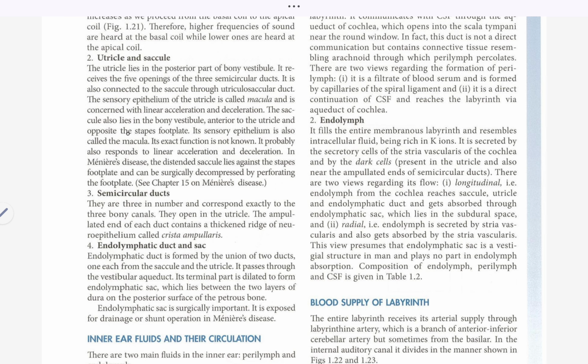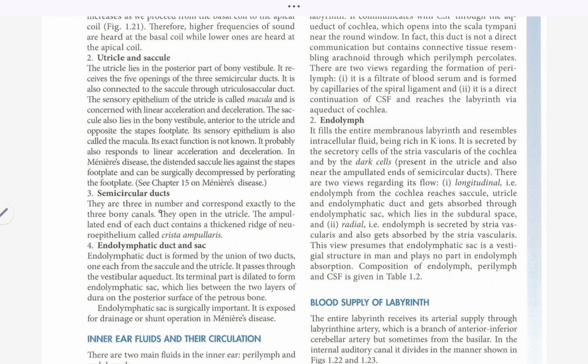The saccule also lies in the bony vestibule, anterior to the utricle and opposite the stapes foot plate. Its sensory epithelium is also called the macula. Its exact function is not known. It probably also responds to linear acceleration and deceleration. In Meniere's disease, this distended saccule lies against the stapes foot plate and can be surgically decompressed by perforating the foot plate.